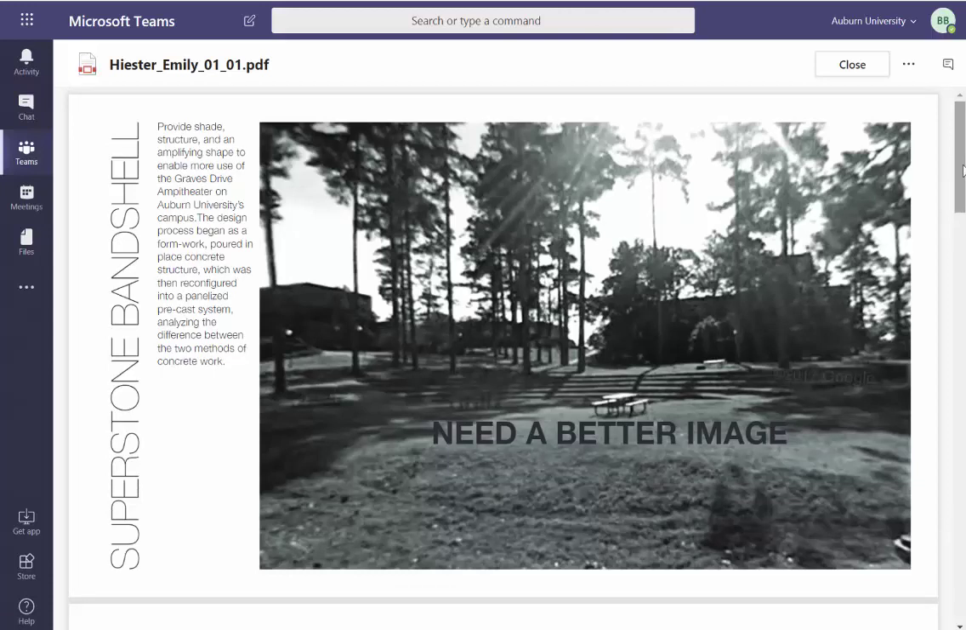Why are we providing shade? If we're like a newspaper or something where we're limited in terms of page real estate, you can do this. But for here, I want that to be horizontal. I want to easily read it. Why do we need a super stone band shell?